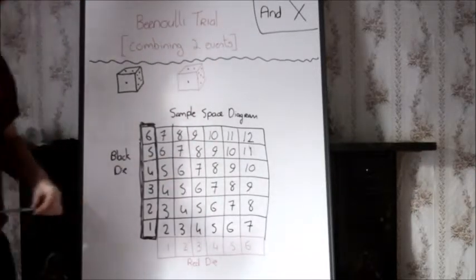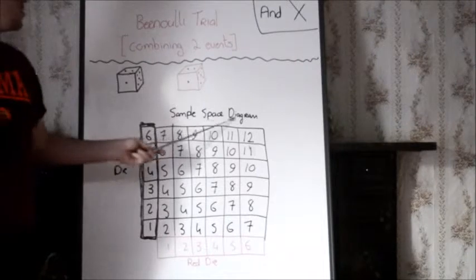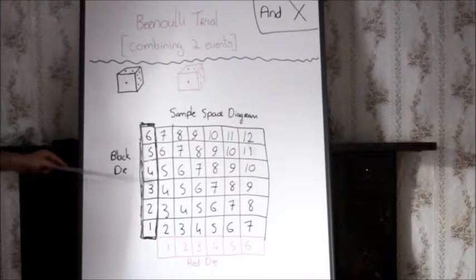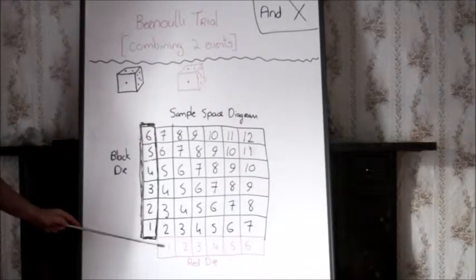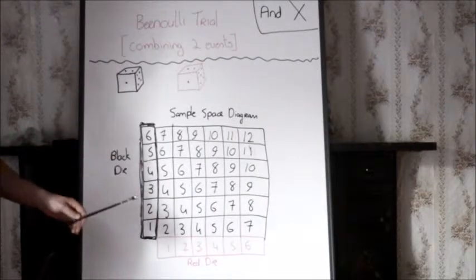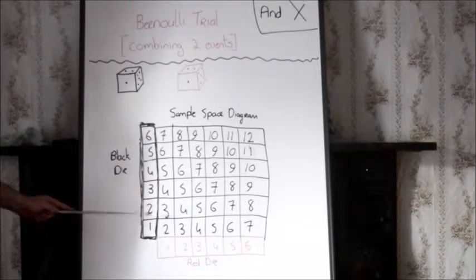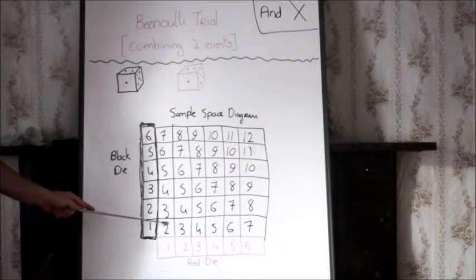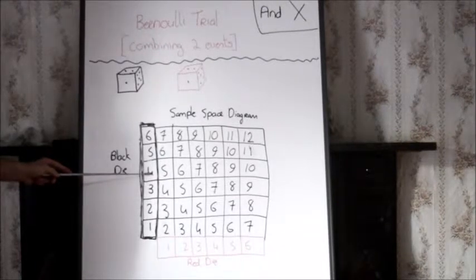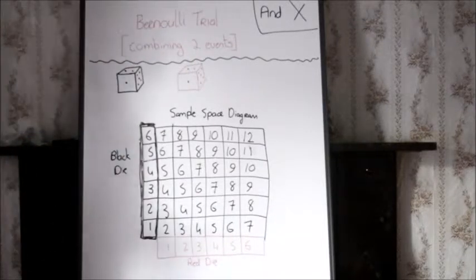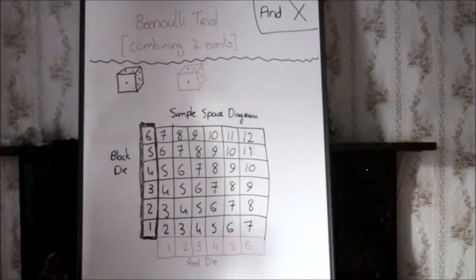In a question like that, the best thing to do is draw out a sample space diagram. So if you look, I have my black die here going from 1 to 6. I have my red die here going from 1 to 6. And all these numbers in between is the combined total score. So if I roll a 1 on the black die and a 1 on the red die, I get a total of 2. If I roll a 4 on the black die and a 4 on the red die, I get a total of 8. That's going to help me big time when I'm asked to find the probability of rolling less than a 6.